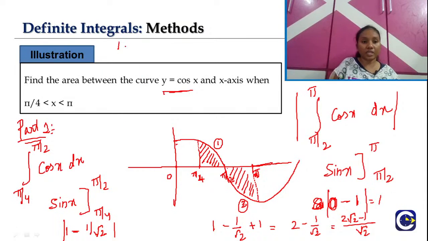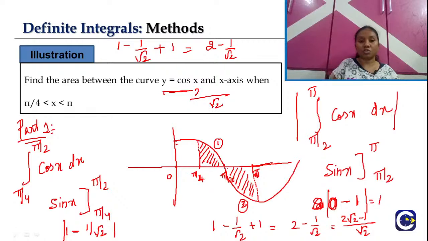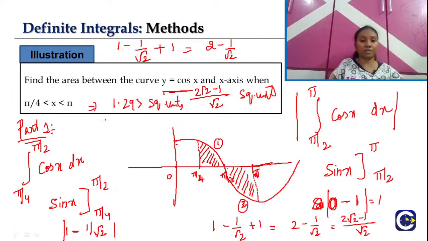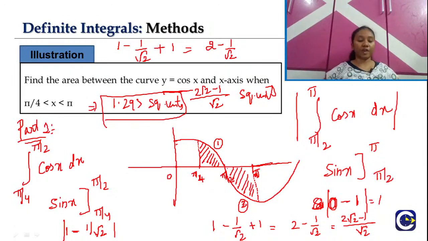Our first part area came out to be 1 minus 1 by root 2. We have to add our second part area, which is 1. So here it is 2 minus 1 by root 2. If we take the LCM, it will be root 2. So (2 root 2 minus 1) by root 2 square units will be the area bounded by the curve y equal to cos x and the x-axis within the given interval pi by 4 less than x less than pi. If we simplify it by taking the root 2 value, you end up with a decimal, that is 1.293 square units. Some of you have given it in decimals. Anything is fine. I hope you got this point also. So let's move ahead.